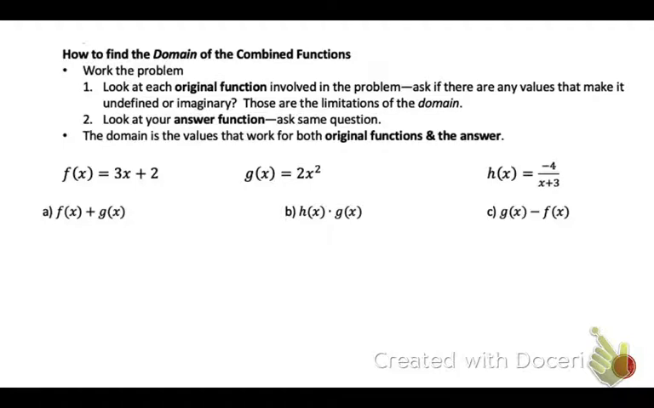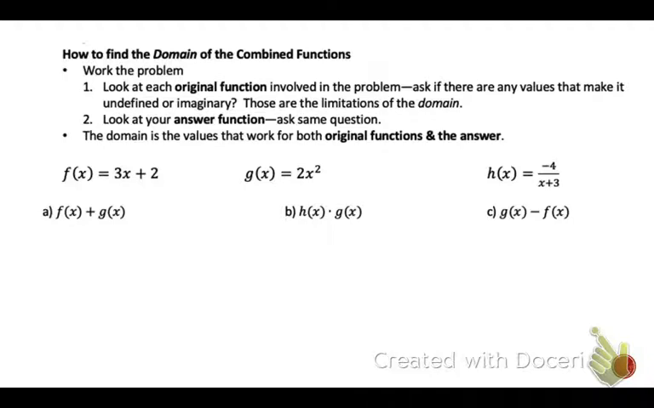Those limitations, so anyway, if you have values that would do those two things, 0 in the denominator or negative under an even root, then you would need to have limitations in your domain. Also, when you're combining two functions, you look at your answer function and ask the same question, and then you can determine the domain. So first, let's start by just looking at some functions and figuring out if we have any limitations on the domain.